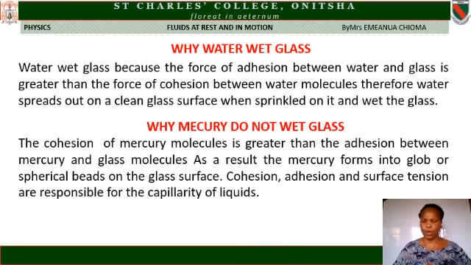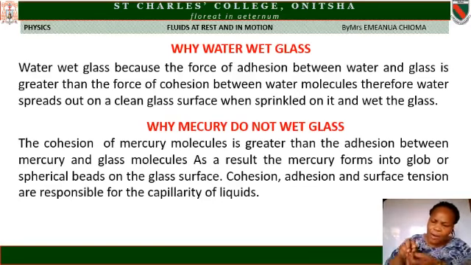Why does mercury not wet glass? Mercury is the only liquid metal we have. And when mercury is spilled on a hard surface, mercury forms spherical droplets or spherical globes on that surface. And none of the mercury will remain on that surface.